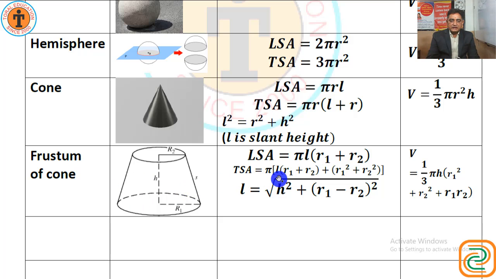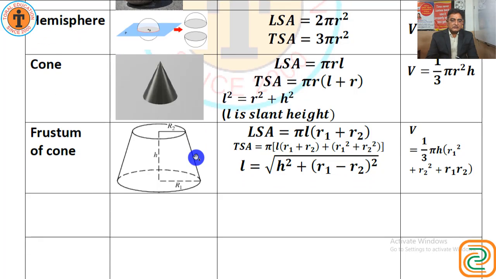That means TSA is pi into bracket L times R1 plus R2 plus R1 square plus R2 square. And what is L? L is the square root of h square plus the square of R1 minus R2. This is our L, the slant height. And volume of this frustum is 1 by 3 pi h into bracket R1 square plus R2 square plus R1 into R2. This is the volume. So friends, here the total formulas are given which come in this chapter.